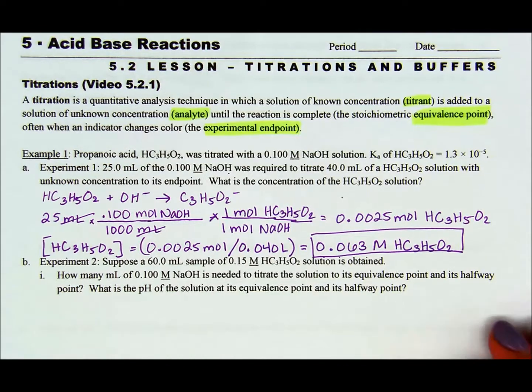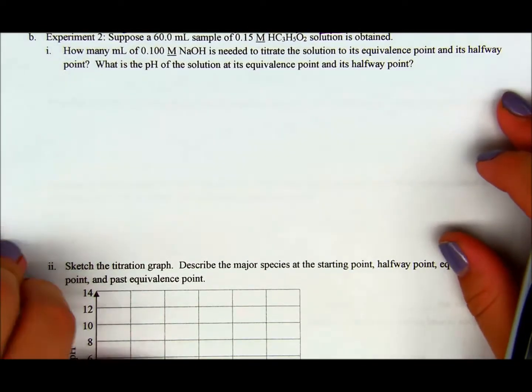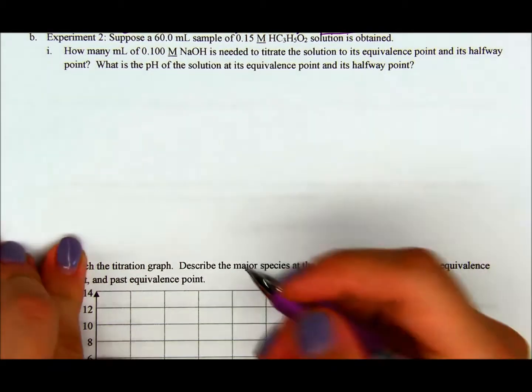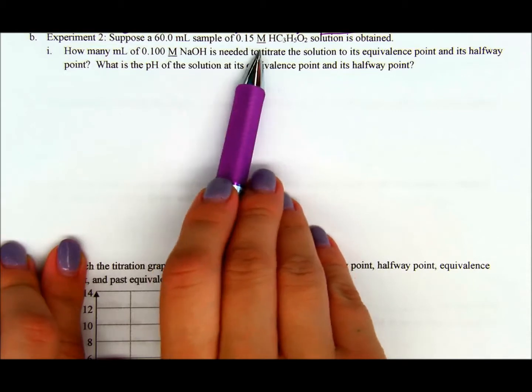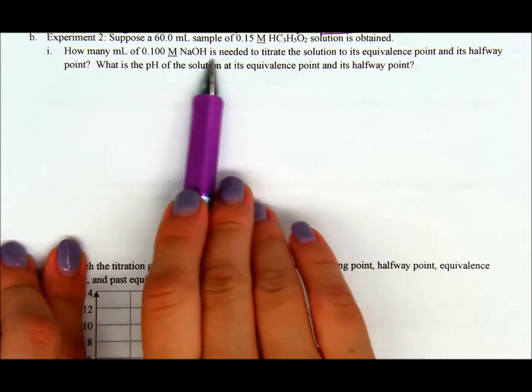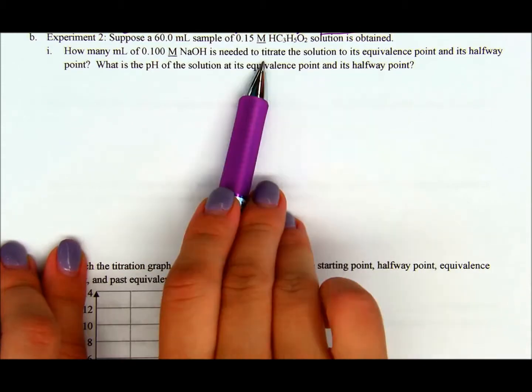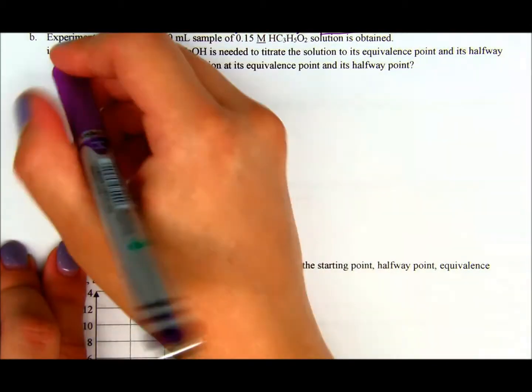Now let's take a look at part B. So for this one, try to write pretty small because there's a lot to do here and not a lot of space. So experiment 2, suppose you have a 60 mL sample now of 0.15 molar propanoic acid. How many mL of 0.1 molar sodium hydroxide is going to be needed to titrate to its equivalence point and its halfway point? So let's tackle that part first, just the first part.